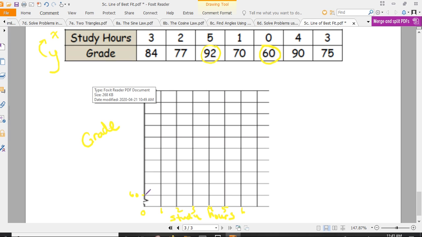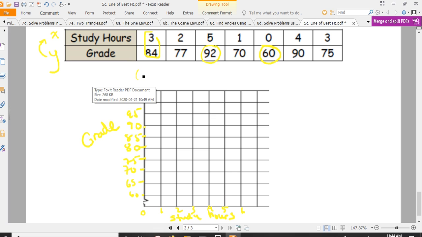So maybe I go up by 5s. So 60, 65, 70, 75, 80, 85, 90. Yeah, I think that would be a good increment to go up by. So that's 65, 70, 75, 80, 85, 90, and 95. Okay, now I just plot the points.